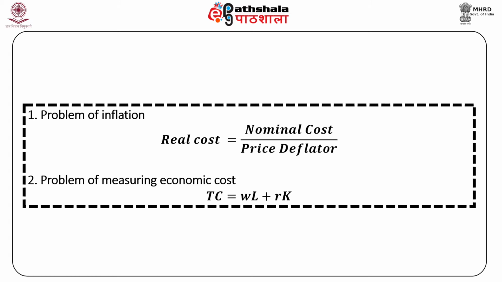If there are two inputs, labor and capital, the total cost will be TC is equal to WL plus RK. Theoretically, the wage rate and interest rate should reflect the opportunity cost of labor and capital. However, in reality, the reported cost based on the actual payments tends to be different from the opportunity cost. This factor has to be taken into account and appropriate adjustments made while applying these concepts in real business situations.